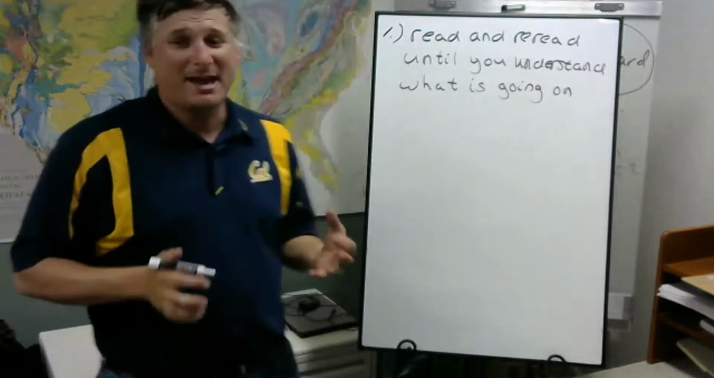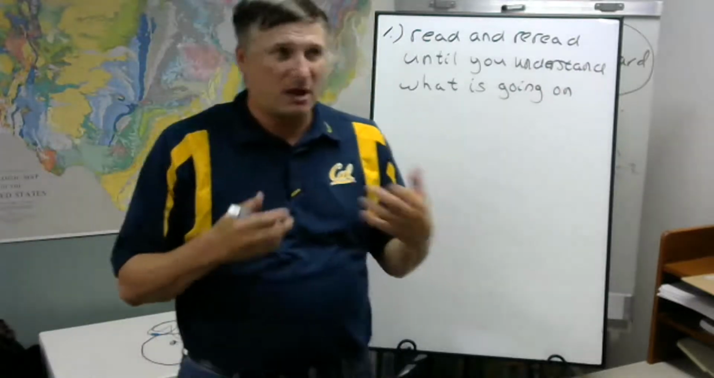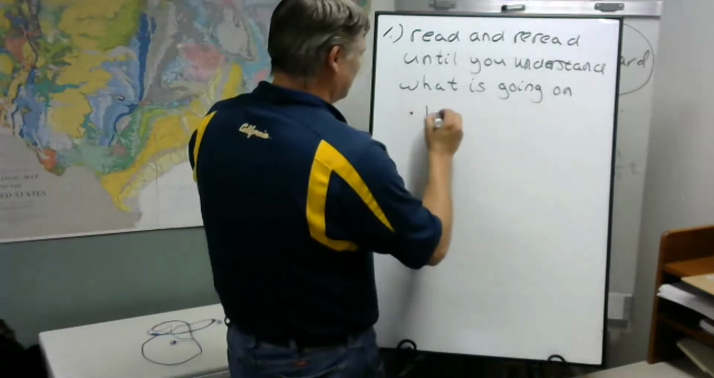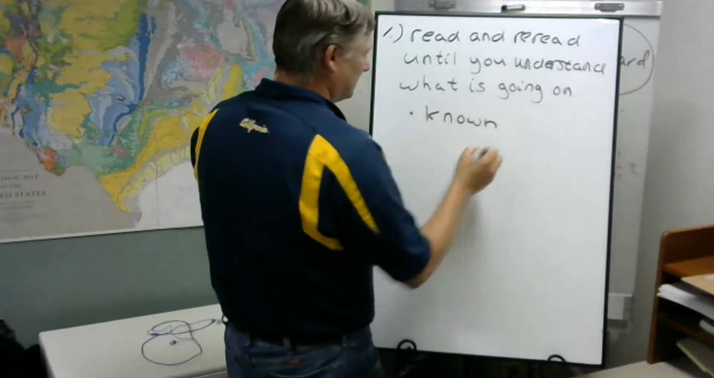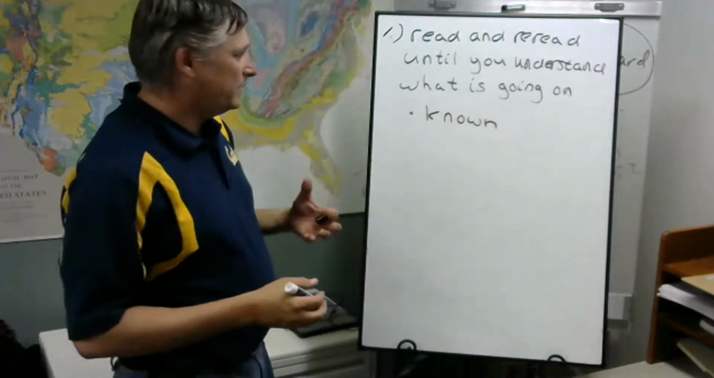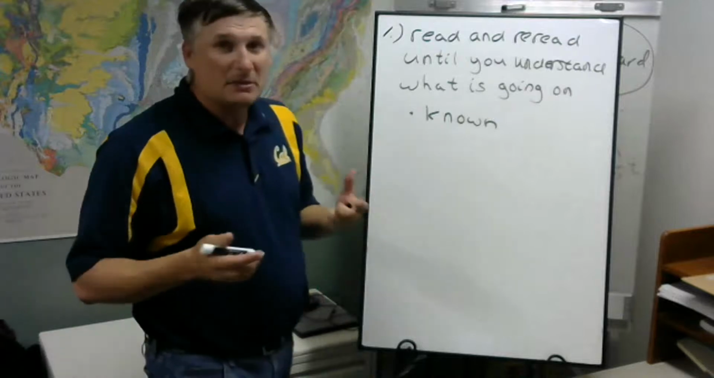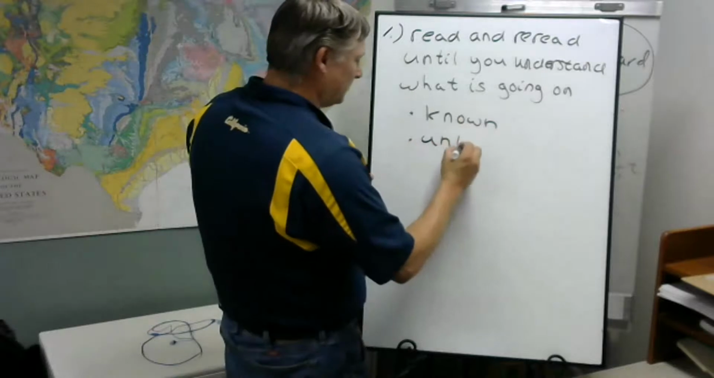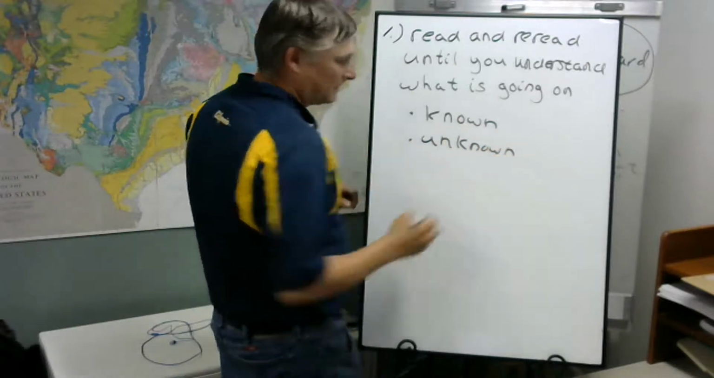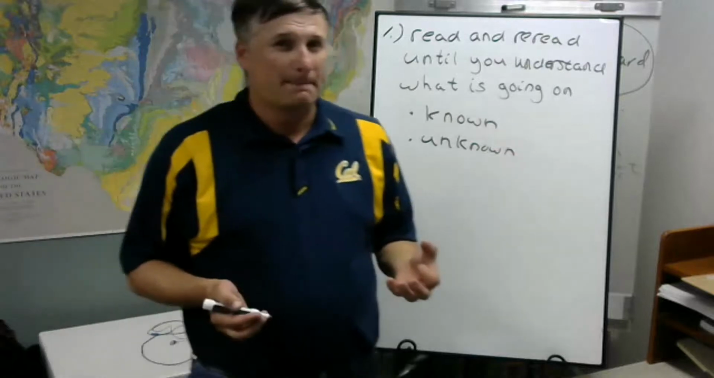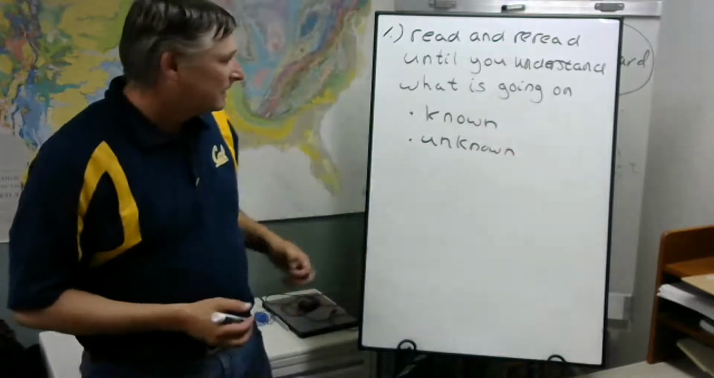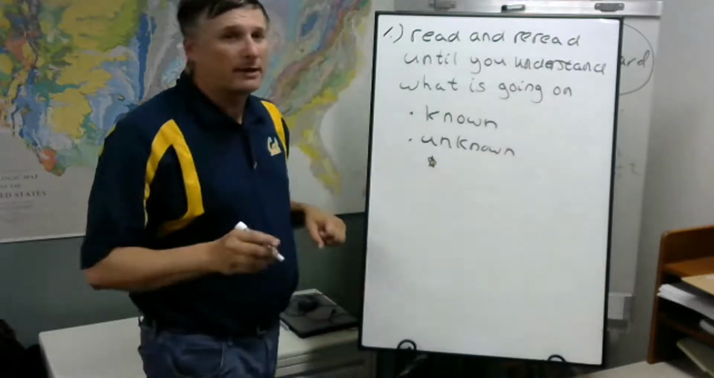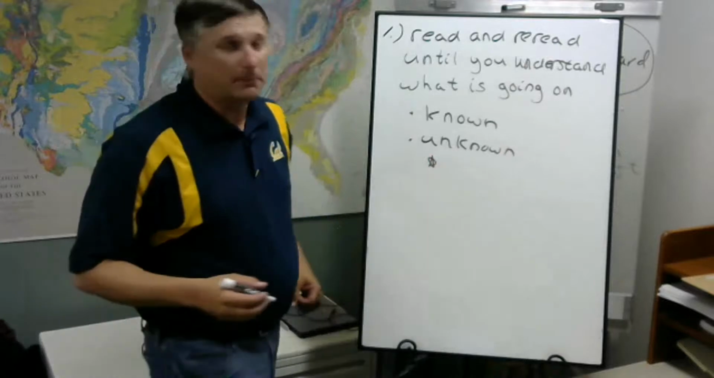Now, there's a way to test whether or not you understand what's going on. And it's basically you want to make 2 lists. What is known? What is it that we can see in this problem? What do we know about this problem? And then finally, what's unknown? What's missing? What are we not seeing? So the idea is to write a list of what is known and then write a list of what is unknown.